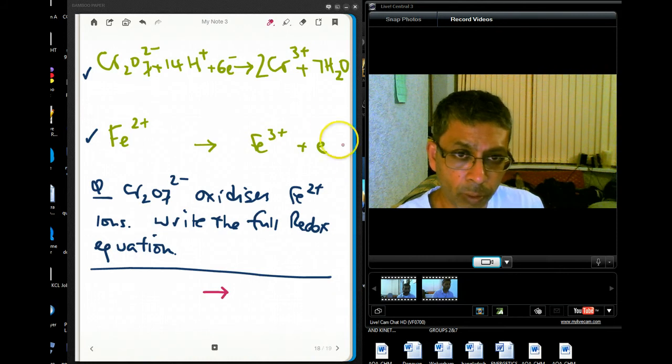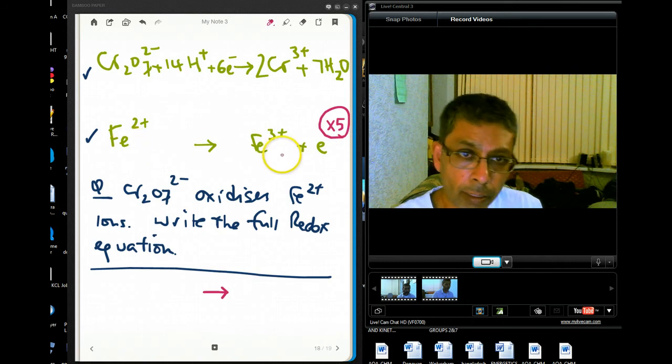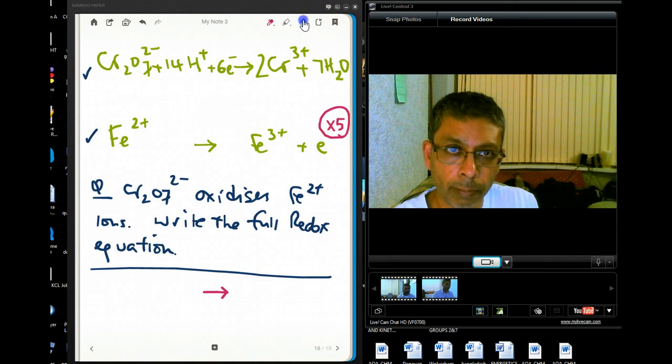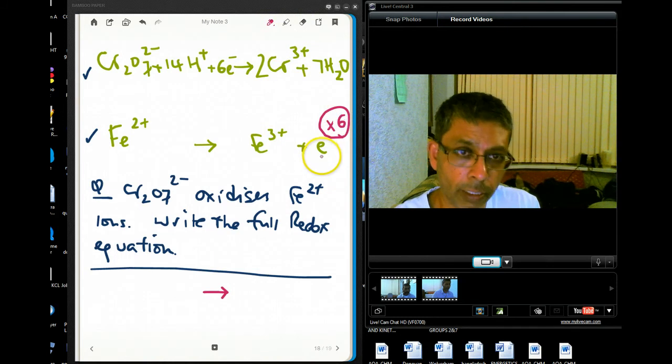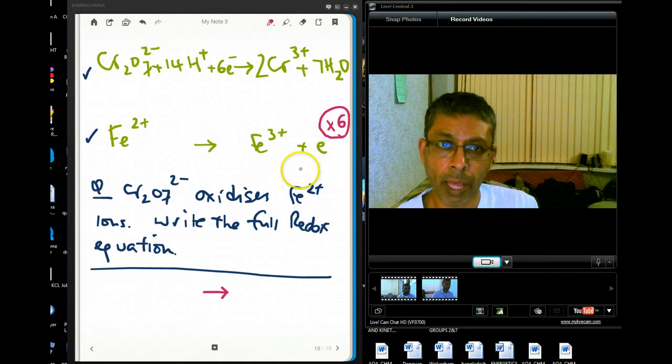So I have to multiply this equation by 5. If I multiply the left and the right by 5, then I can do that. And then, not by 5, sorry, by 6. Okay, by 6, because then I'll get 6 electrons. If I multiply this whole equation by 6 and then add to this one, my electrons should now cancel. So let's do that then.